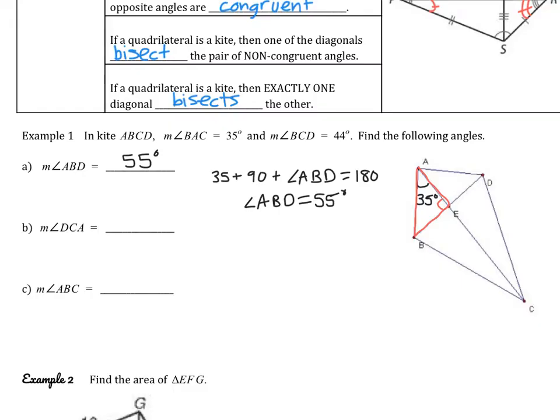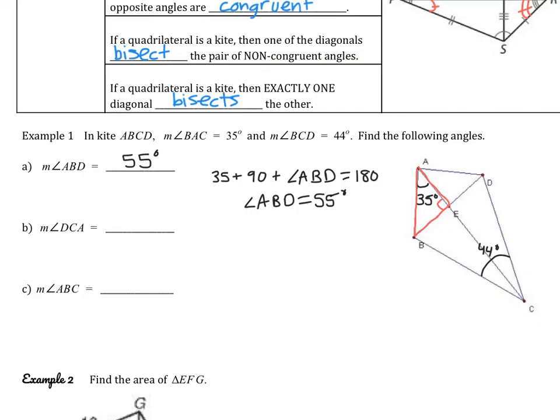Okay, the next thing they would like us to find is the measure of angle DCA. So remember, we were told that this entire angle was 44 degrees. So I'm going to do this from here to here was 44 degrees. And we know that one of the theorems of a kite is that the diagonal will bisect the two non-congruent angles.